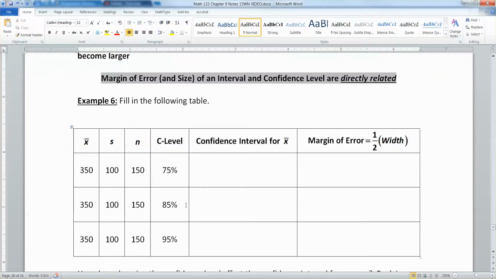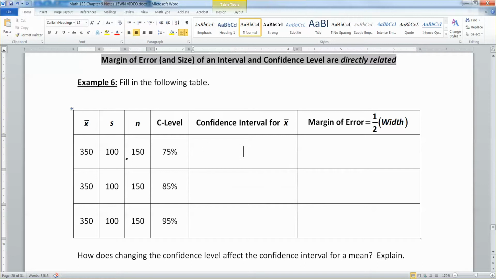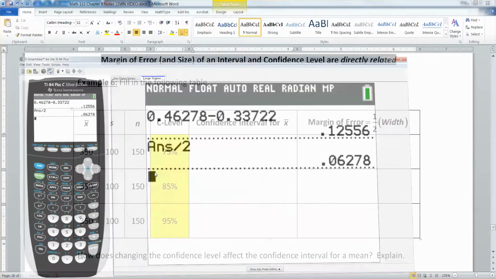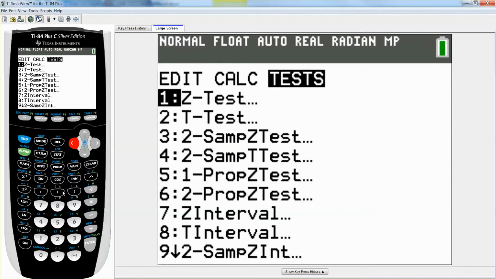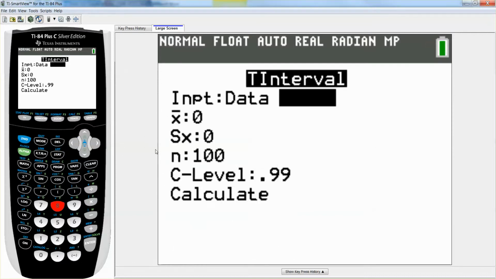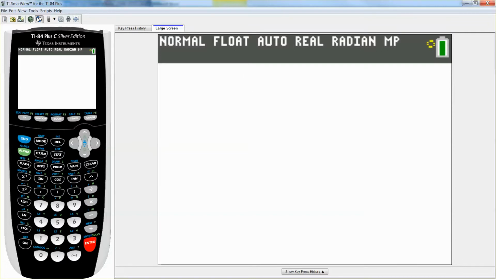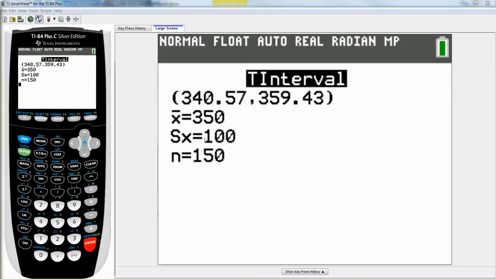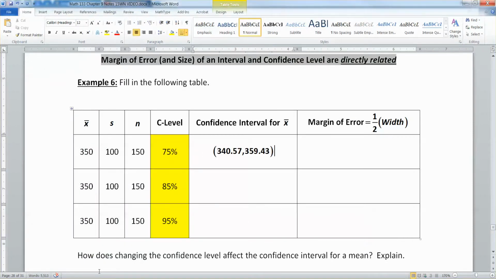Okay, so now let's see if that holds true for the mean. So we're going to take the same idea, but this time I'm leaving n alone, I'm leaving s alone, leaving x bar alone, but what I am changing is my confidence level. Okay, so let me go to stat, tests, number 8 this time, because you're doing a t interval. We said this was 350, 100, and the sample size is 150 through every single one of these. We start off with 0.75 as our confidence level. Okay, so you get 340.57, 359.43.